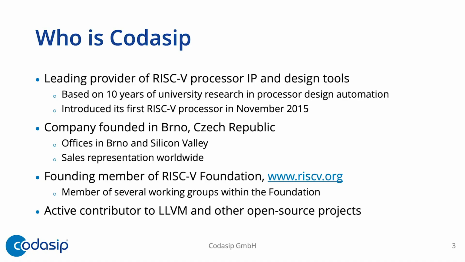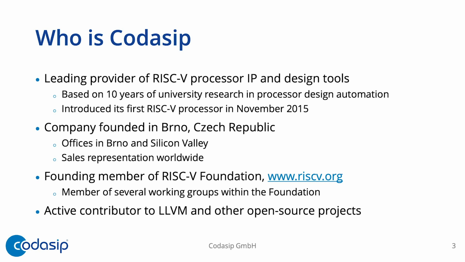So who we are. We are a pure-play provider of RISC-V compliant IP with design tools. You can get an IP package as from any other RISC-V vendor, but we also have additional value in the design tools, and I will talk about it later on. The first RISC-V IP that we introduced was in 2015, which is 4 years ago. The company was founded in Brno, in Czech Republic.